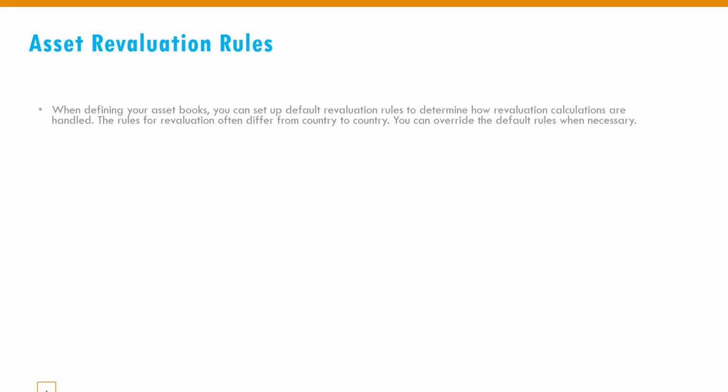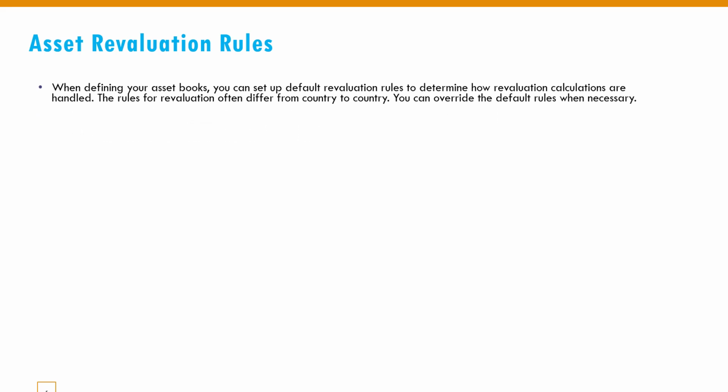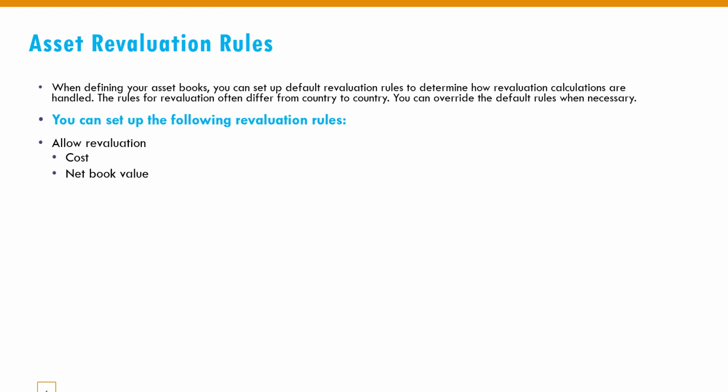Asset revaluation rules. When you're defining your asset book, you can set up default revaluation rules to determine how revaluation calculations are handled. The rules for revaluation often differ from country to country. You can override the default rules when necessary. You can set up the following revaluation rules. You can allow revaluation for cost or net book value.